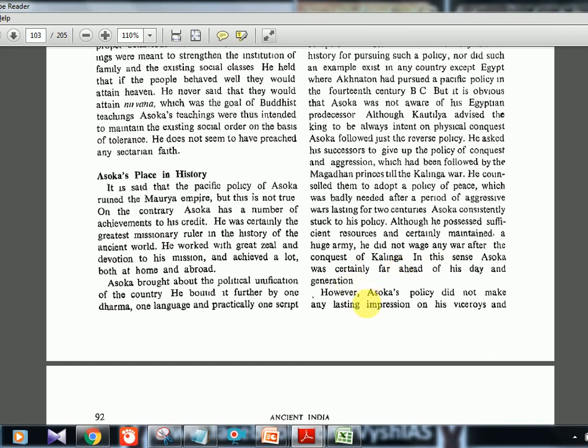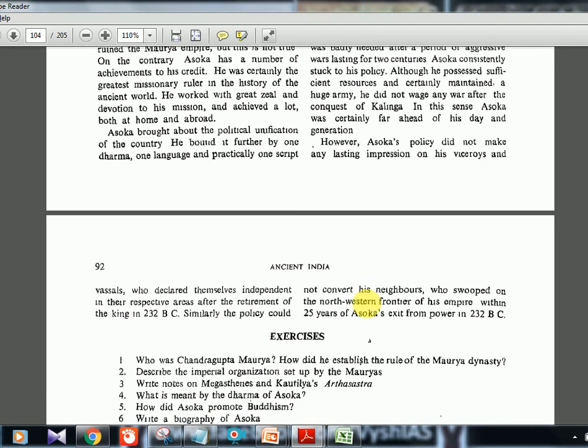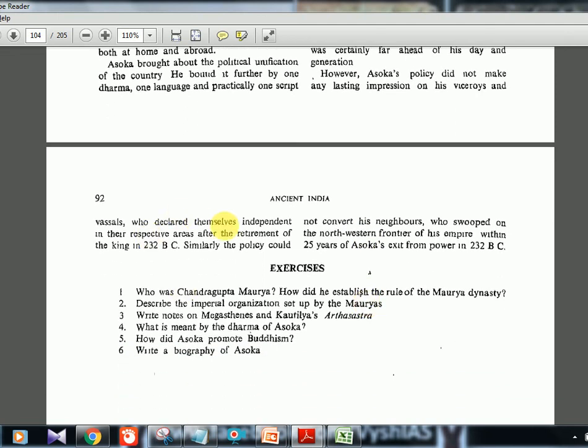However, Ashoka's policy did not make any lasting impression on the viceroys and vassals, who declared themselves independent in their respective areas with the retirement of the king in 232 BC. Similarly, the policy could not convert his neighbors, who swooped on the northwestern frontier of the empire within 25 years of Ashoka's exit from power in 232 BC.